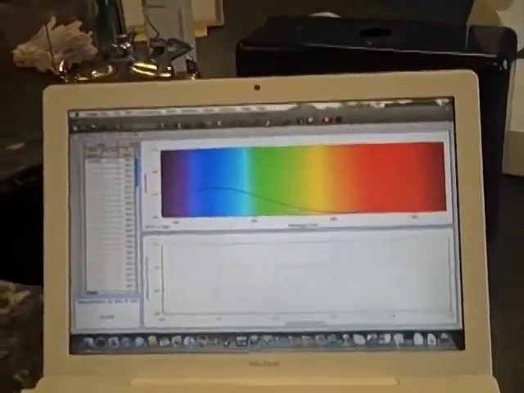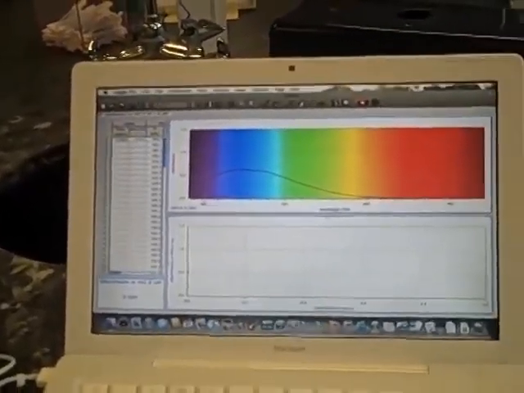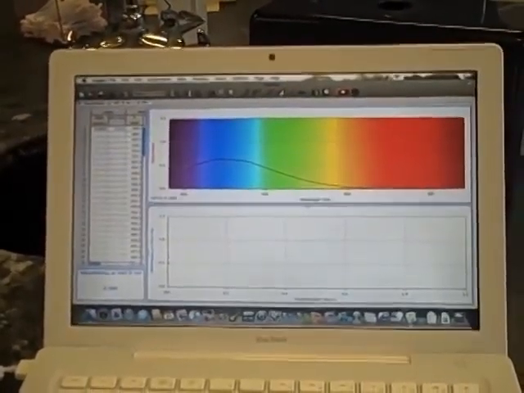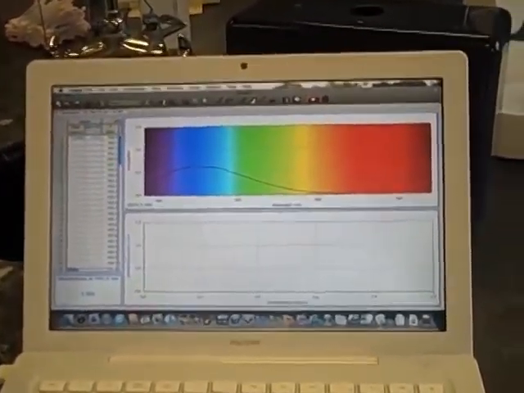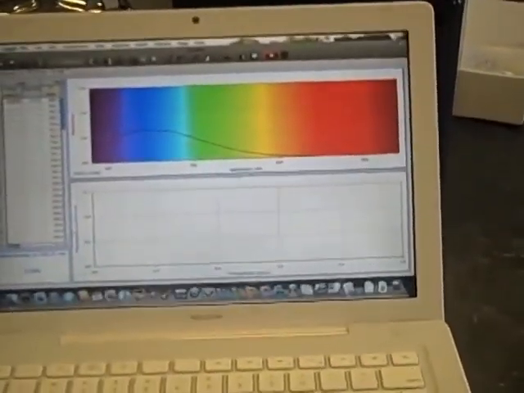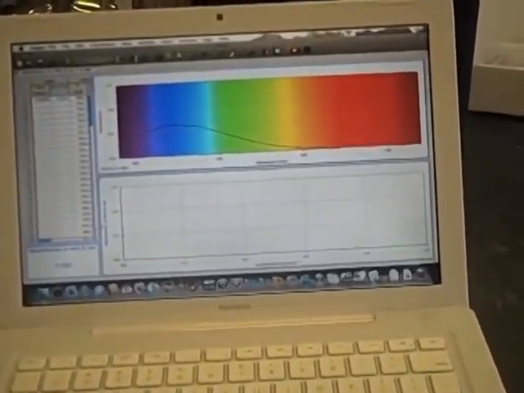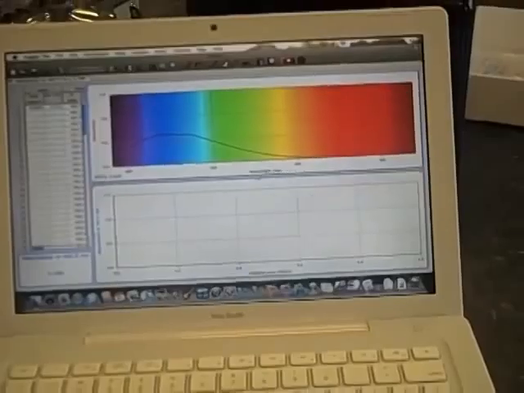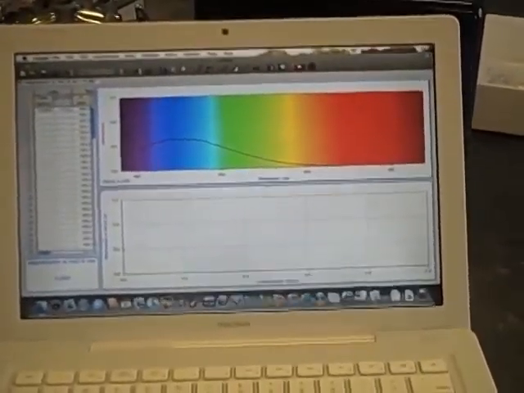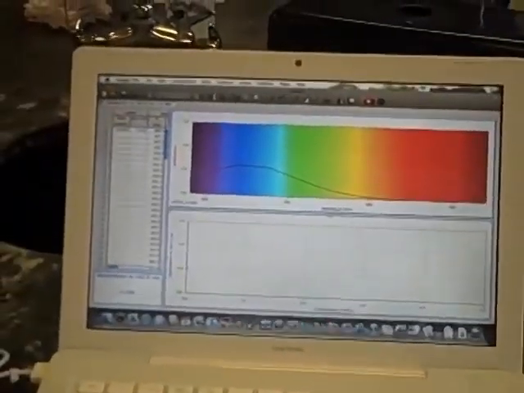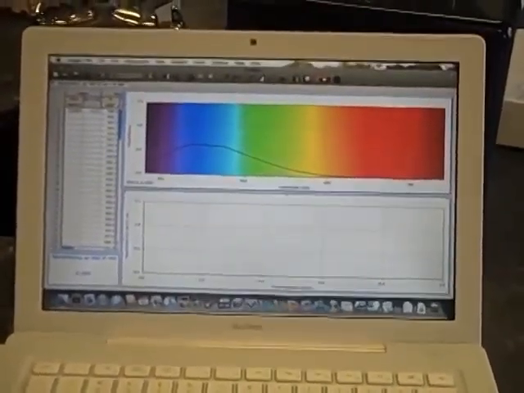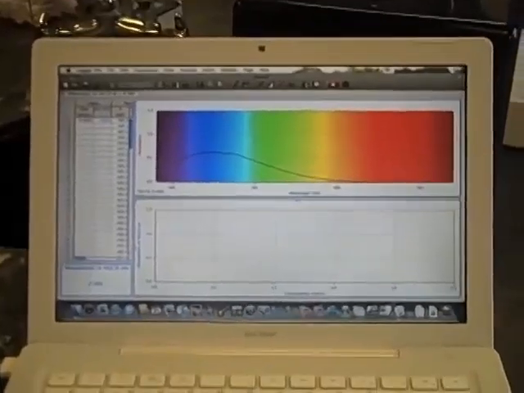So do you think it's accurate to say that the absorption is opposite of the transmittance? Yes, that is. Okay, so that means that the least concentrated one has the most light going through it, and the most concentrated one has the least light going through it. Yes, that's correct.